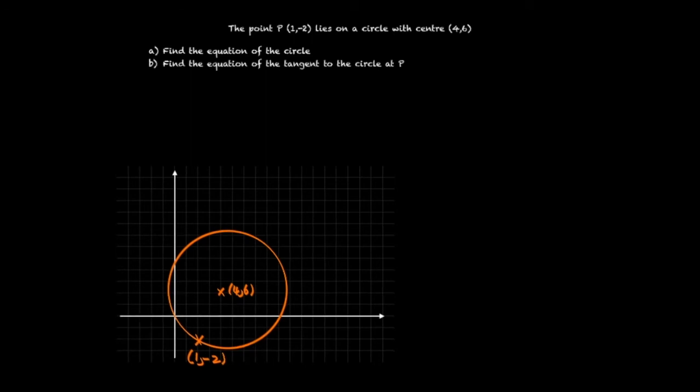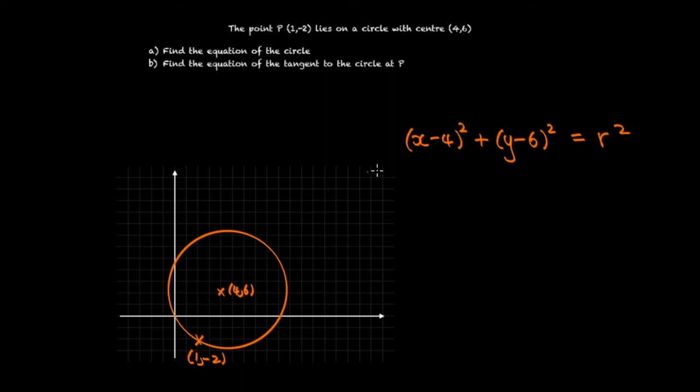Since we're told the centre, then we already know half of the equation. We have (x minus 4) squared plus (y minus 6) squared is equal to the radius squared. And the radius is the distance between the centre and any point on the circumference. Fortunately, we know one of the points on the circumference. So we need to find the distance between the centre and the point P.